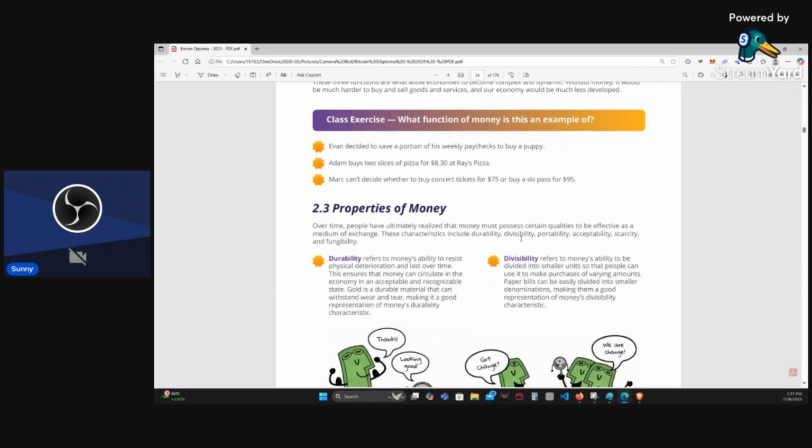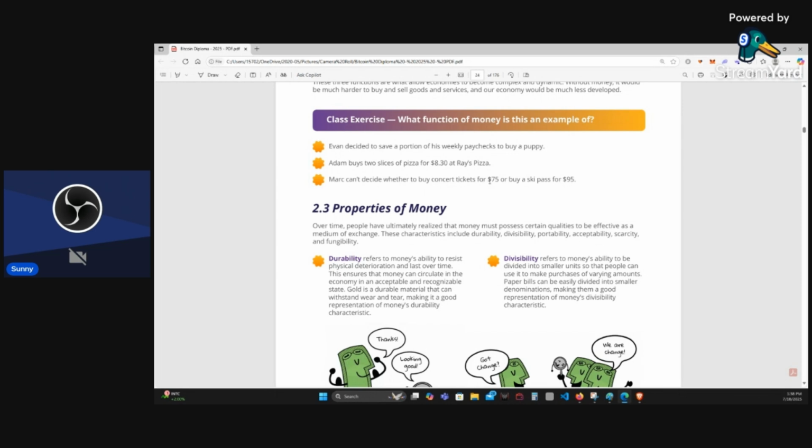So let's see what this is. What function of money is this an example of? Evan decides to save a portion of his weekly paychecks to buy a puppy. So that would be a store of value, right? Adam buys 2 slices of pizza for $8.30 at Ray's Pizza. So that would be a medium of exchange, right? And Mark can decide whether to buy concert tickets for $75 or buy a ski pass for $95, right?